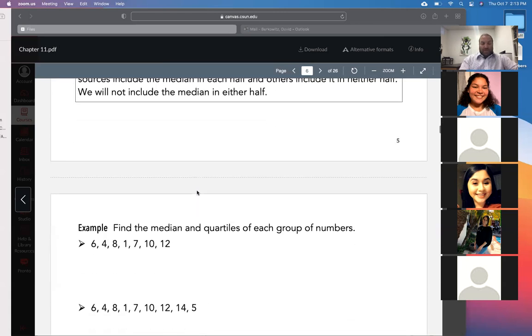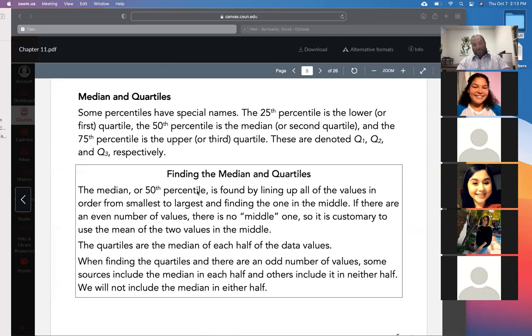Some percentiles have special names. The 50th percentile, the one right in the middle, is called the median. The median, or the second quartile, because it divides the data into two quarters, 25%, another 25% is 50%. Or Q2. All these are the same: the median, the second quartile, Q2, and the 50th percentile. So that's 4 ways of saying the same thing. And that is the point right in the middle. Half the data is less, half the data is more. You're right in the middle.